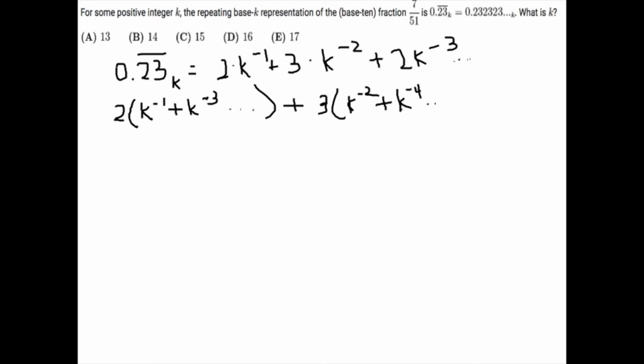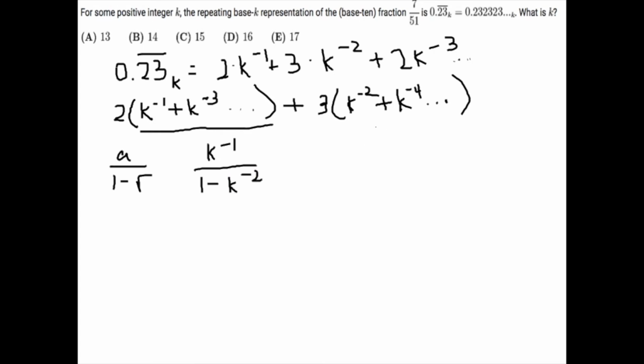And what do we do from here? Well, it turns out that this is an infinite geometric series. And how we sum this is going to be a over 1 minus r, where a is the first term and r is the common ratio. The common ratio here is going to be k to the negative 2, and the first term is k to the negative 1, so this is going to be equal to k to the negative 1 over 1 minus k to the negative 2. And this infinite geometric series is going to be equal to k to the negative 2, since the first term is k to the negative 2, over 1 minus k to the negative 2, since the common ratio here is also k to the negative 2.